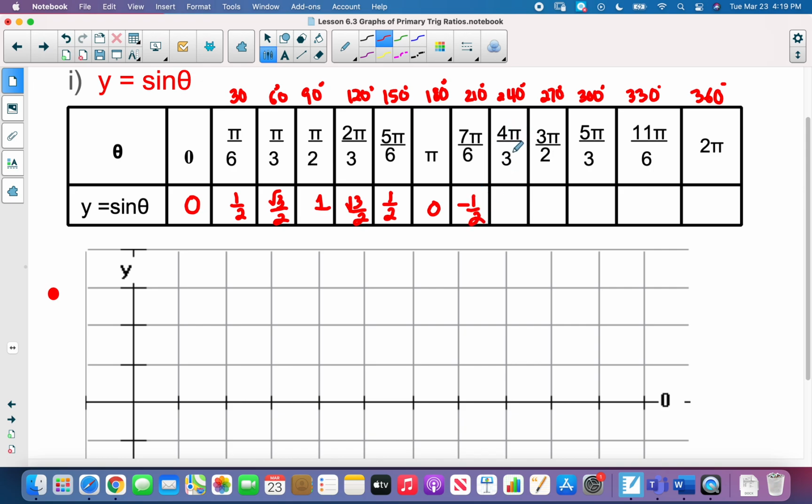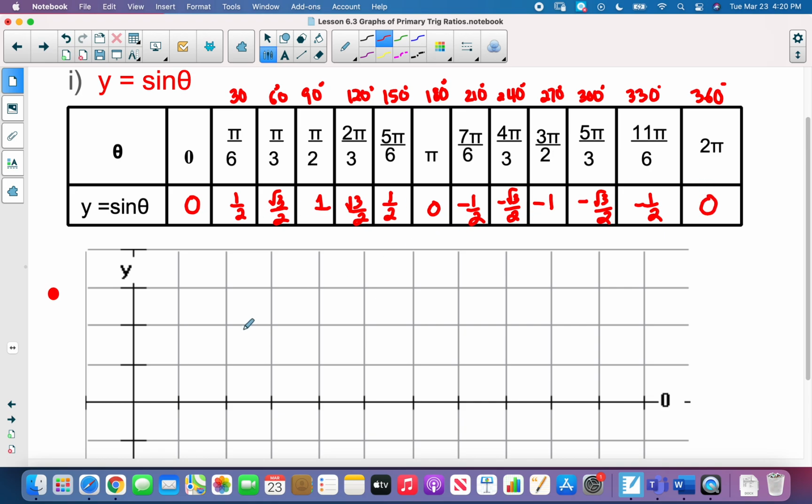4 pi over 3 is going to have the same measure as 60, but it's negative because it's in the third quadrant. 3 pi over 2 is going to be -1 because it's in the third quadrant where sine is negative, and it's going to be the same measure numerically as pi over 2. 5 pi over 3 is going to be similar to this, but it's in the fourth quadrant where sine is negative, so -root 3 over 2. 11 pi over 6 will be the same as this, but negative because it's in the fourth quadrant, so it's -1/2. 2 pi, well, we're back to the unit circle, and its sine is 0.